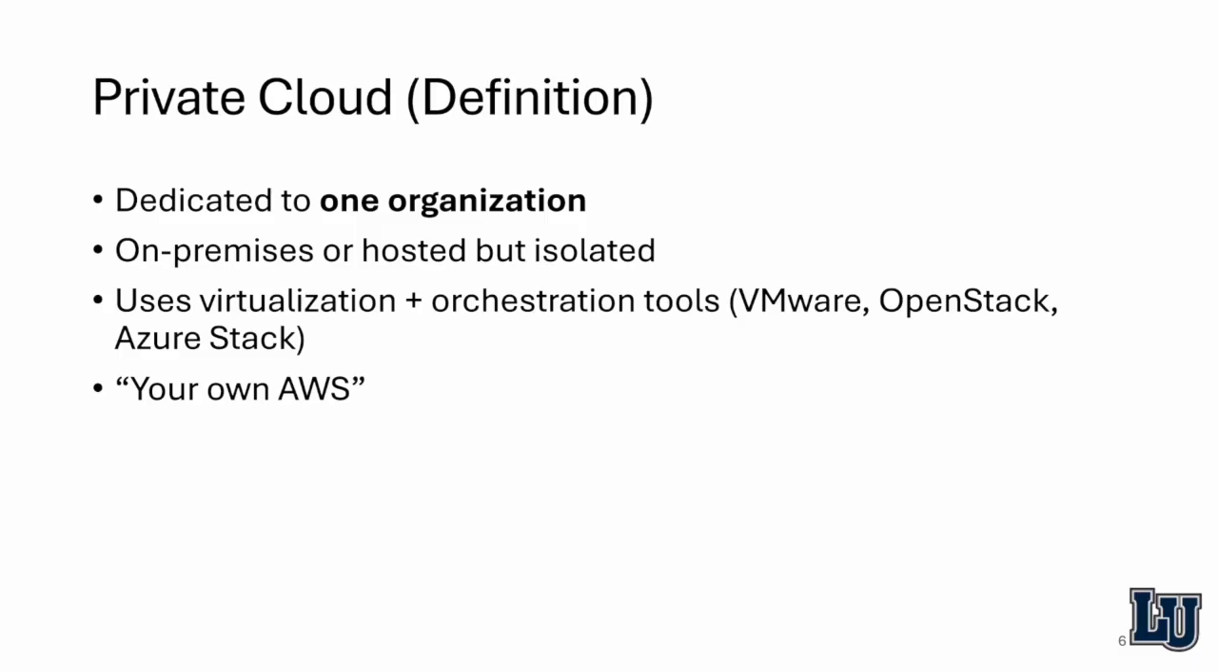Private cloud. Now let's look at the private cloud. A private cloud is dedicated to a single organization. That means no sharing of infrastructure with outsiders. It can be built on your premise, on your location, or it can be hosted by a third party but isolated just for you. The mechanics are similar. It still uses virtualization, containerization, and orchestration software like VMware vSphere, OpenStack, or Azure Stack. It still delivers elasticity and self service. But the key difference is you own or fully lease the environment. It's like building your own mini AWS just for your company.